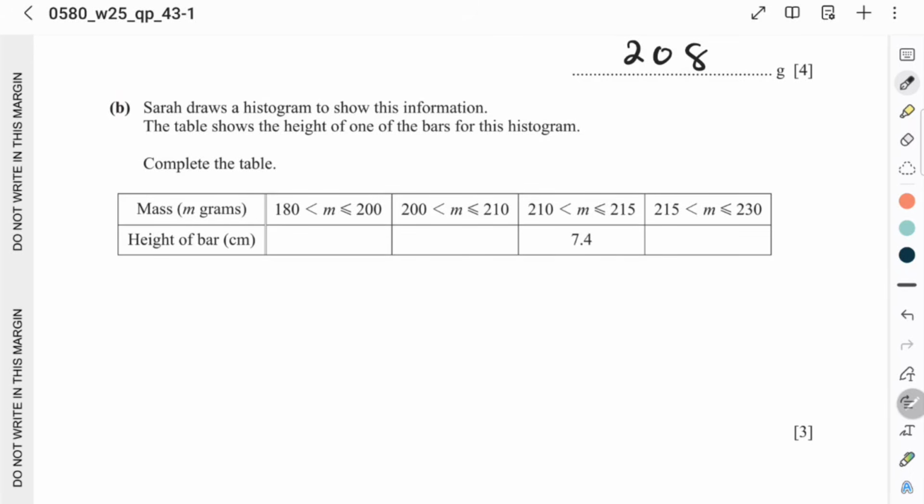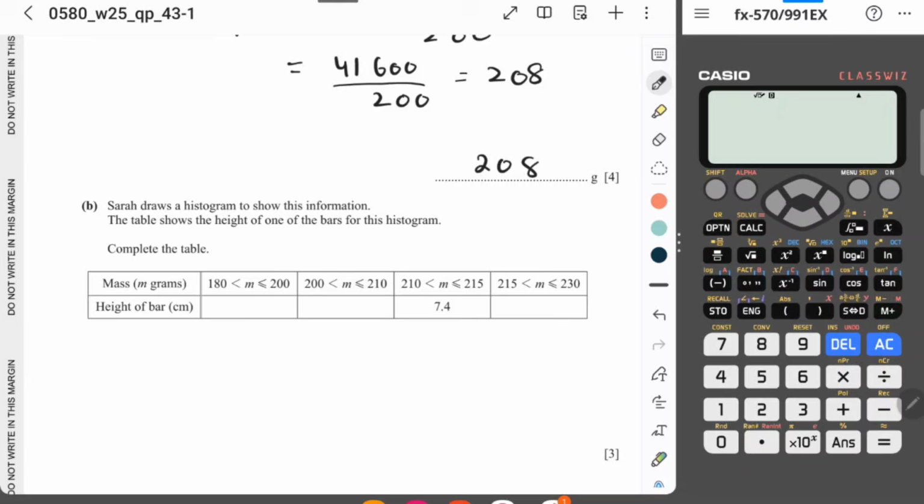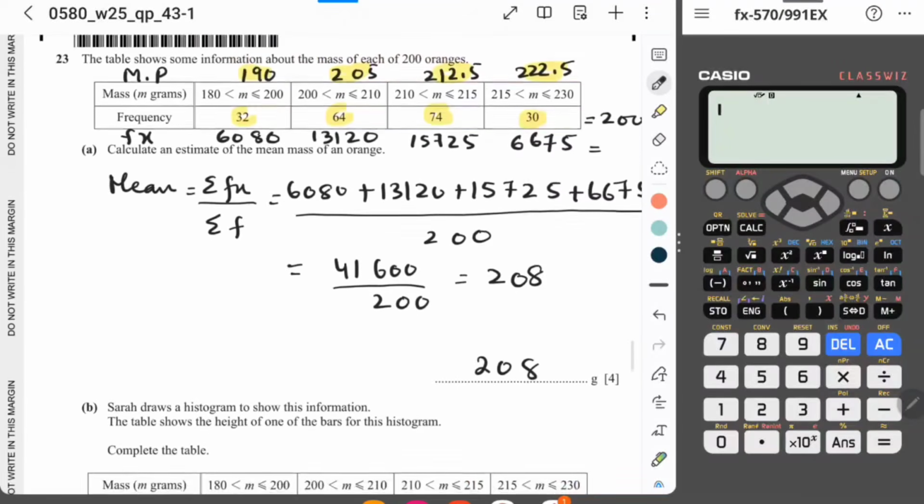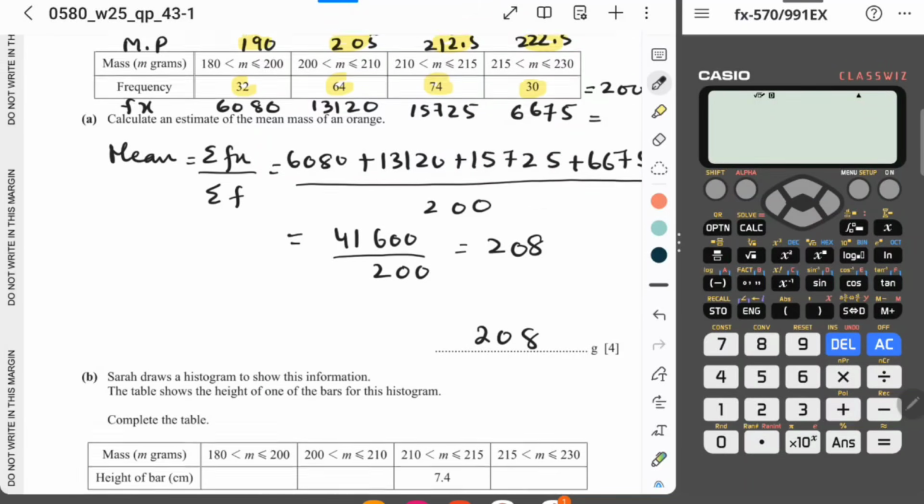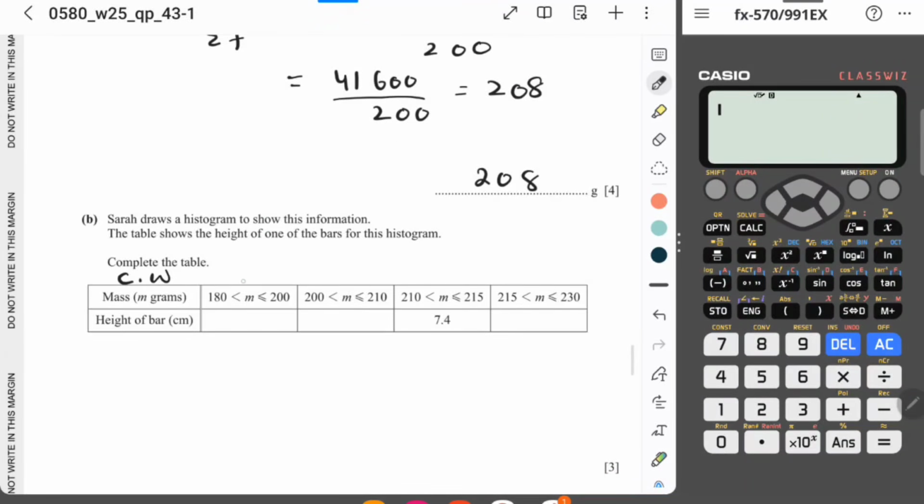So here they have given 210 to 215. Just write down all the class widths here. The class width for the first one is 180 to 200, that is equal to 20. And then we have 200 to 210, the class width is 10, and then we have 5, and in the last one, 215 to 230, the class width is 15.